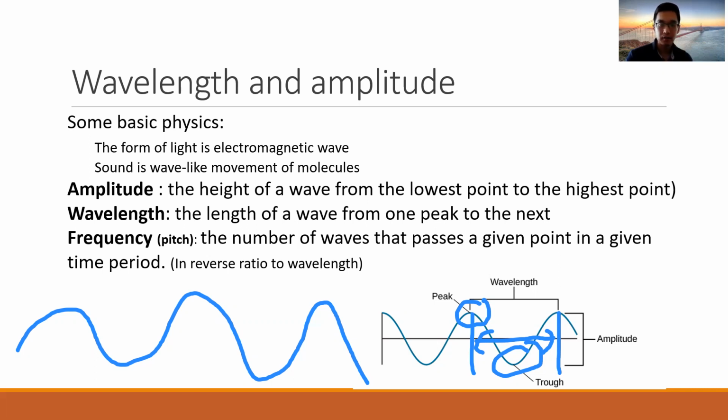For sounds, some sound is louder, like this. Some sound is not that loud, like this. So you can tell the difference. The loudness of the sound is decided by the amplitude of the sound wave. So how exaggerated the sound wave is decides the loudness of the sound.